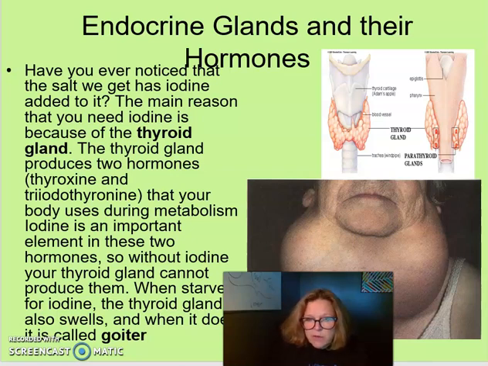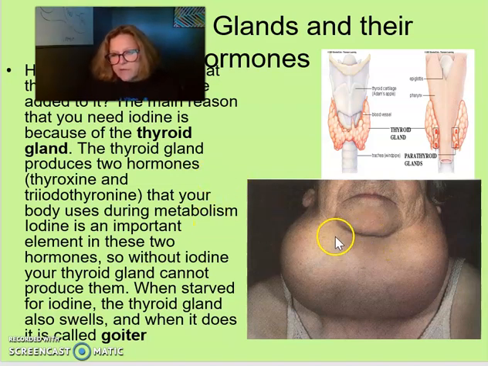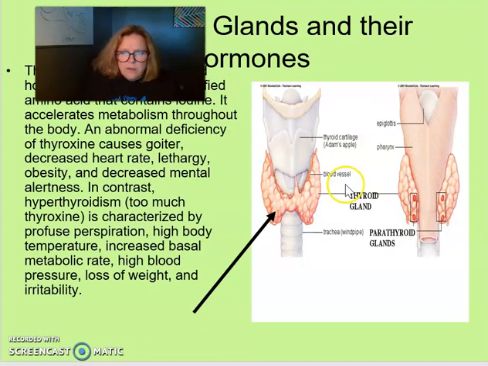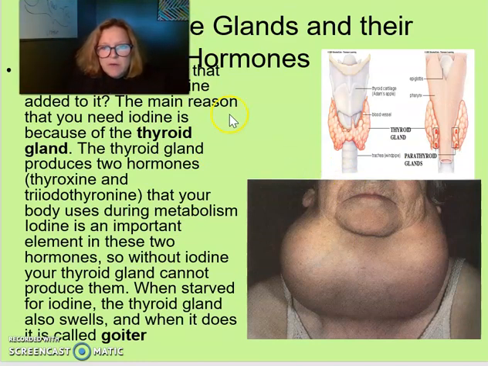This picture here that my face is covering is a picture of a person with a thyroid gland that isn't working properly because he hasn't had enough of a substance called, sorry, iodine. So the main reason you need iodine is because of the thyroid gland. And this is called a goiter right here. This is just when the thyroid isn't working properly.